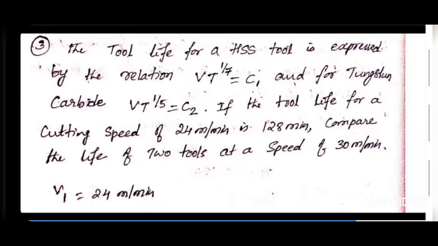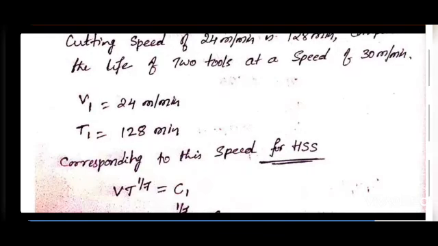If the tool life for a cutting speed of 24 meter per minute is given, compare the life of the two tools at a speed of 30 meter per minute. For both HSS and carbide tool, the initial condition is the same: V1 is 24 meter per minute, T1 is 128 minute.